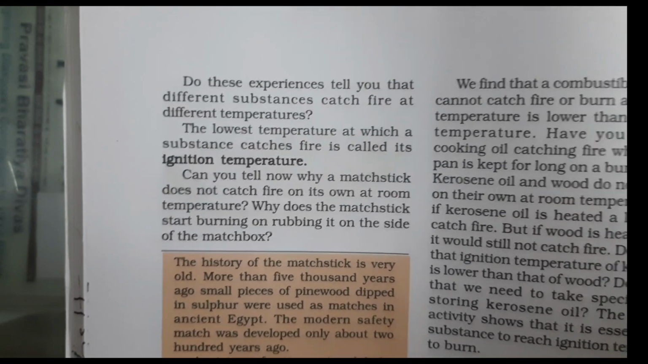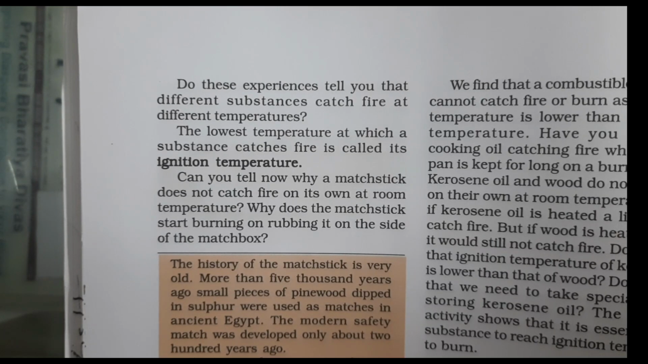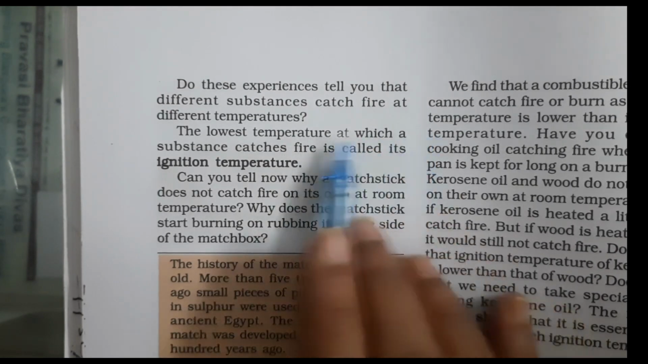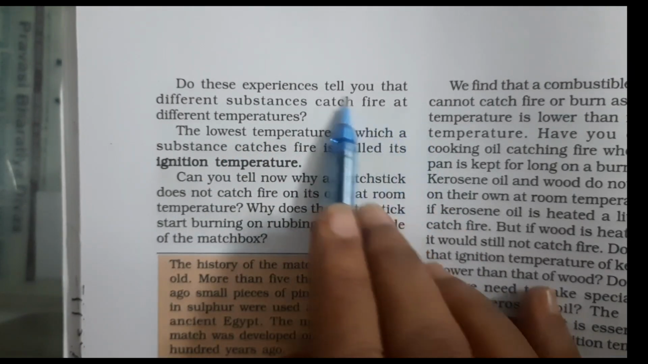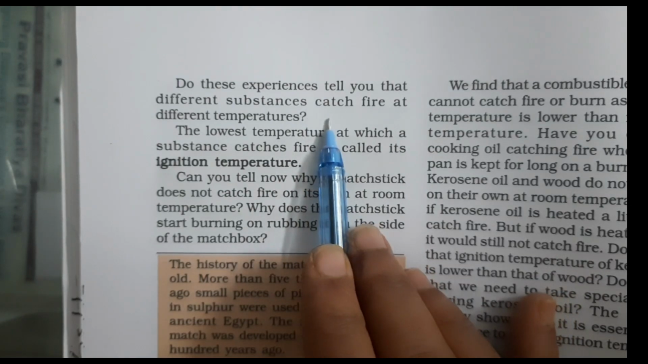Now, out of the second page, you need to remember the condition for burning, that activity, and the next one: how we can prevent it if a person catches fire, or why he is covered with a blanket to put off the fire. Now, do these experiences tell you that different substances catch fire at different temperatures? From all our examples, we got to know that different substances burn at different temperatures.